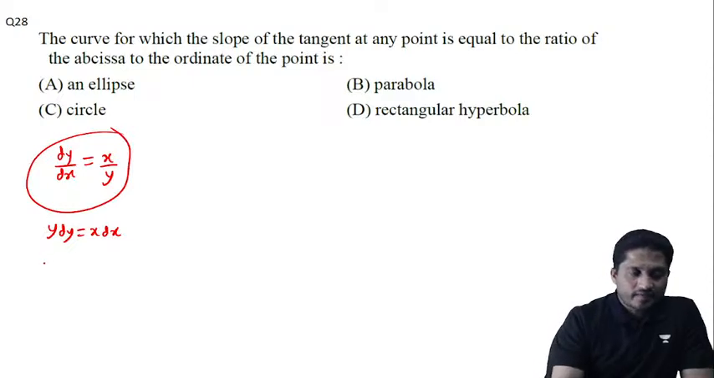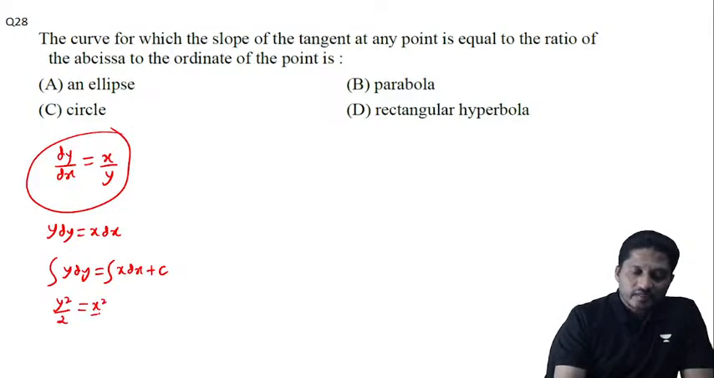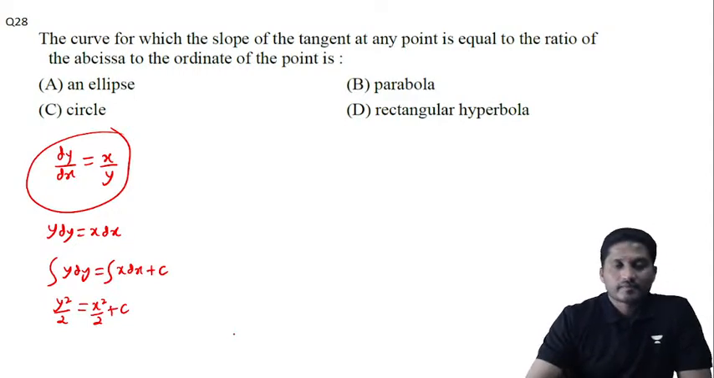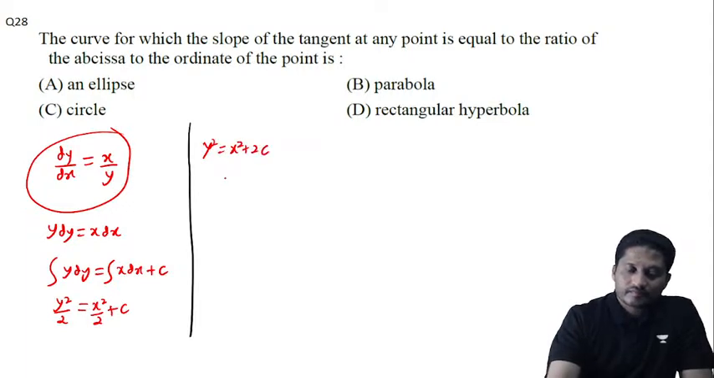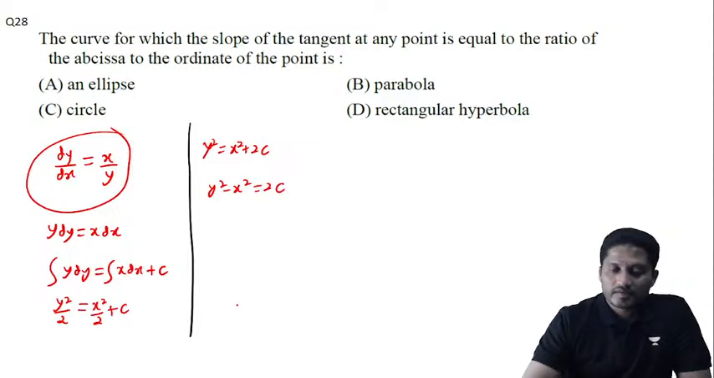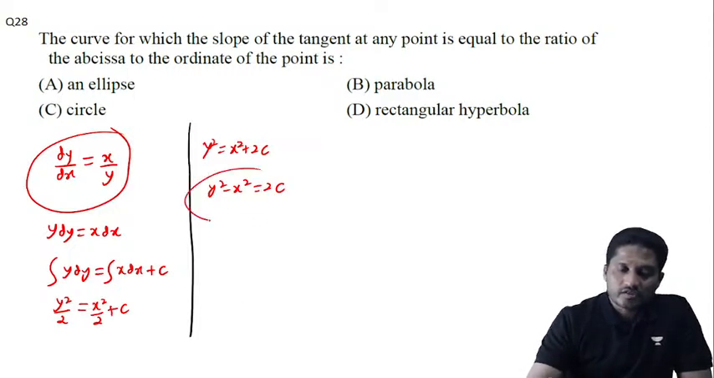Right, now if I integrate, integration of y into dy is equal to integration of x into dx and plus c. Integration of y is y square by 2, integration of x is x square by 2 and plus c. Alright, now if I multiply throughout by 2, you will get y square is equal to x square plus 2c. Y square minus x square is equal to 2c. Alright, this should be hyperbola.